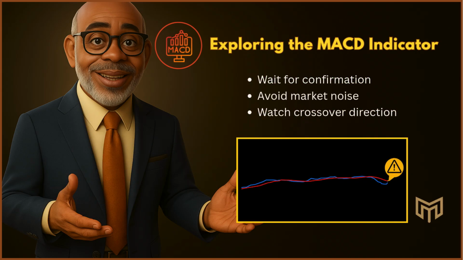Now that you can read the MACD, there's one more rule that separates disciplined traders from reactive ones. Before acting on any signal, make sure the MACD line is moving clearly upward or downward with momentum. A real crossover between the MACD line and the signal line must take place, not a small fluctuation, not market noise. A clear, confirmed move.